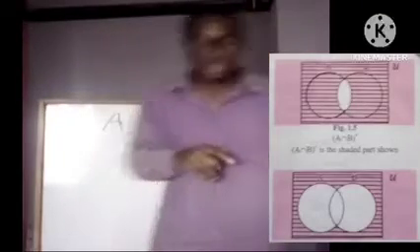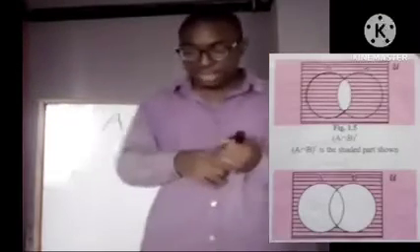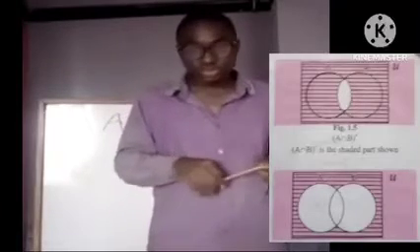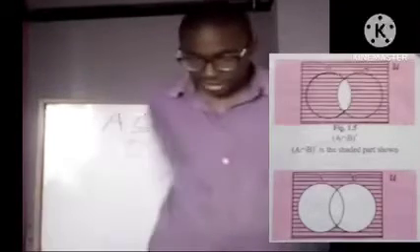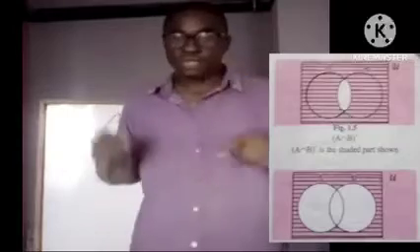Next we also have the (A union B) complement. Just as I mentioned earlier, it consists of anything that is not in the union of A and B. So it consists of the elements of the universal set that are neither in A nor in B. That's the complement. The complement of a set consists of any elements that are not in the original set.